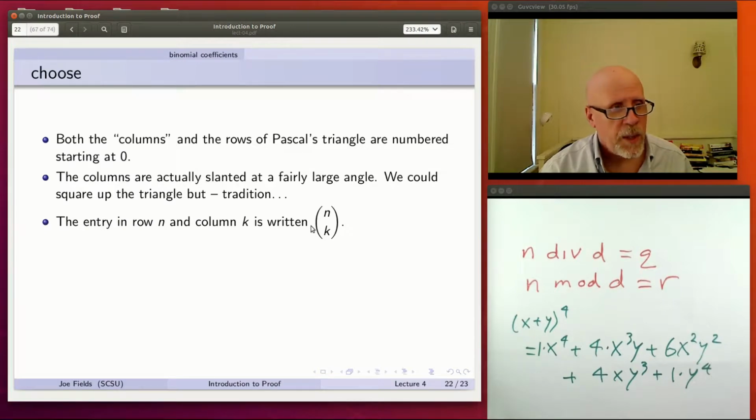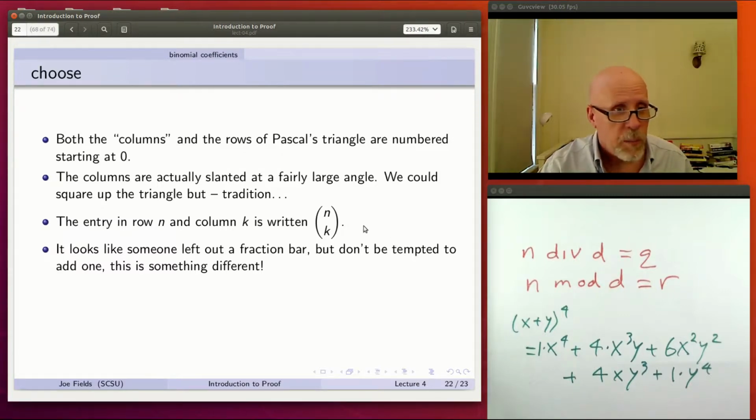But if you understand that column k represents the kth of one of those diagonals, the entry in row n and column k is written in this slightly funny looking way. It looks a little bit like somebody forgot to put a fraction bar in.